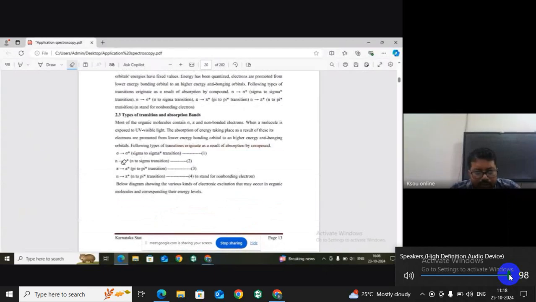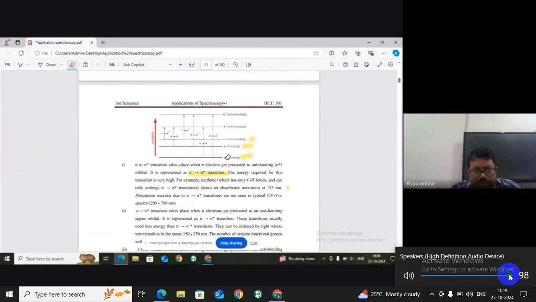For n to sigma star, the compound should contain one lone pair of electrons; n means lone pair. Pi to pi star requires at least one double bond. N to pi star requires at least one lone pair and one double bond.